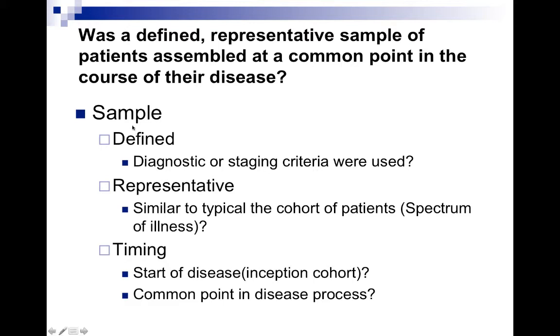So taking this one phrase at a time, the sample is defined, meaning that there were diagnostic or staging criteria that were used to define the participants. And was the sample representative, meaning that they had a full spectrum of the illness. So in this case, they would have things like meniscus injuries or other ligament injuries that are commonly associated with ACL reconstruction, and further that there were a variety of different kinds of athletes, so they weren't primarily one type like soccer players or something like that. They had a broader spectrum of participation in sports.